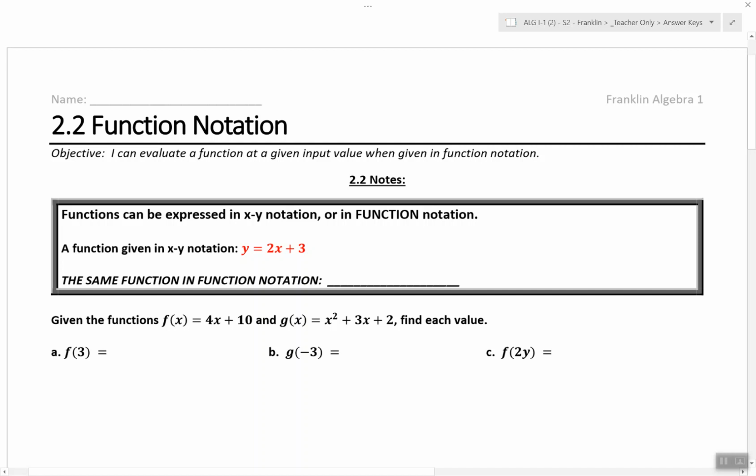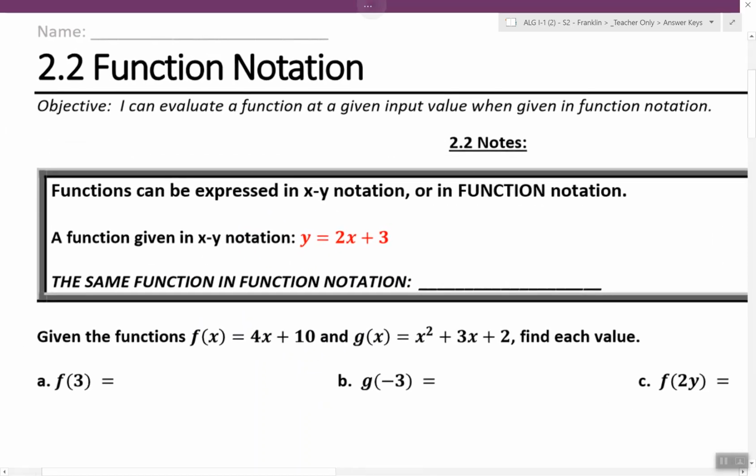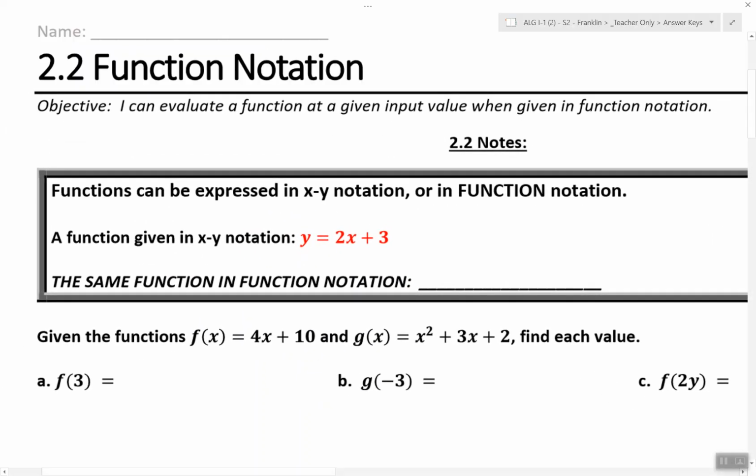So we might be used to seeing equations written in what's called xy notation. Here's an example, y equals 2x plus 3. That's written in xy notation, and you can kind of see why. We've got x and y in the equation. Y equals 2x plus 3.